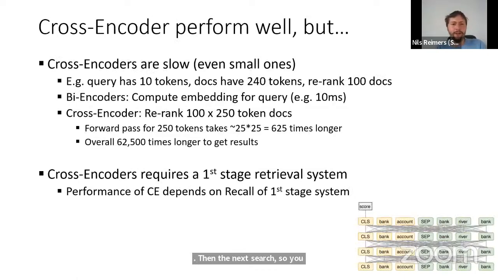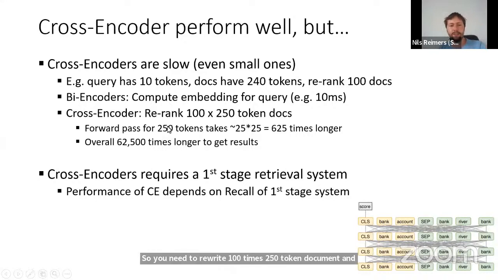So you could argue, when cross-encoders are so good and so robust, why should I care about bi-encoders and vector spaces? The issue with cross-encoders is that they are slow, extremely slow. Imagine you have a query which has 10 tokens, and you have documents which have like 240 tokens, and you want to re-rank 100 documents. For a bi-encoder, it's really simple. You compute the embedding for a query, which takes maybe 10 milliseconds for 10 tokens. For a cross-encoder, you concatenate the query with all these 100 documents. So you need to re-rank 100 times 250 token documents.